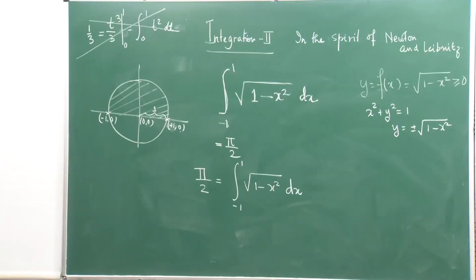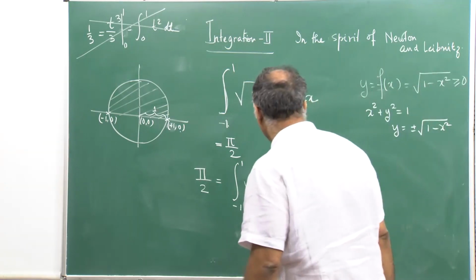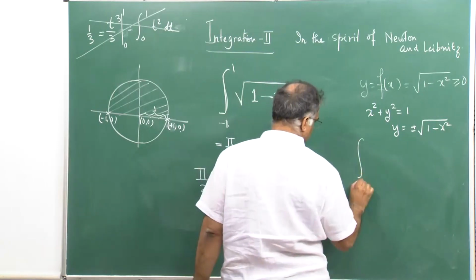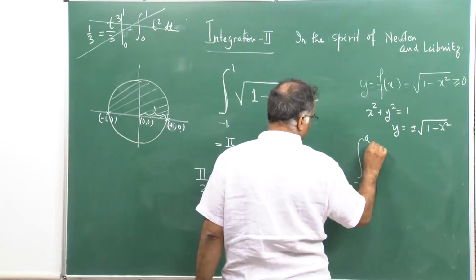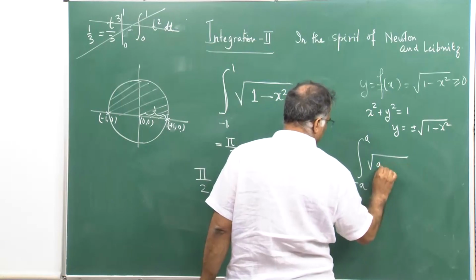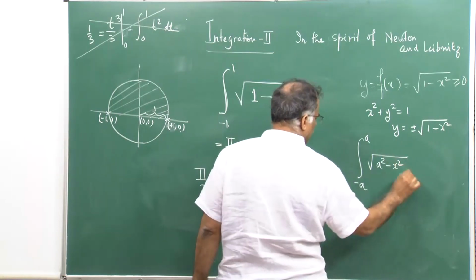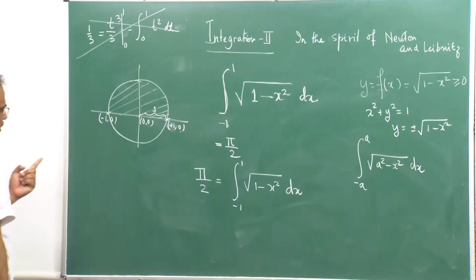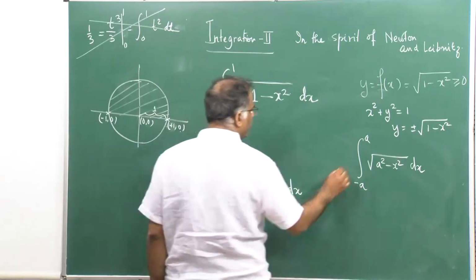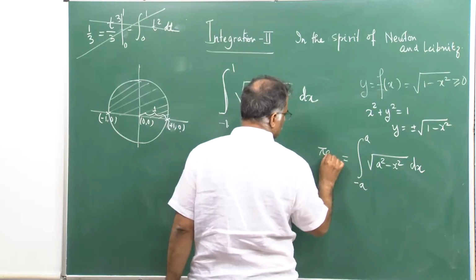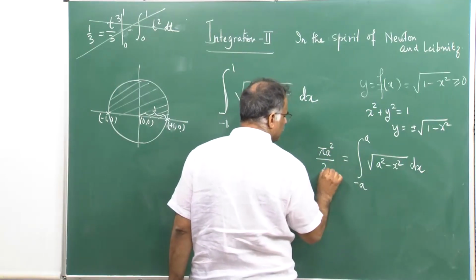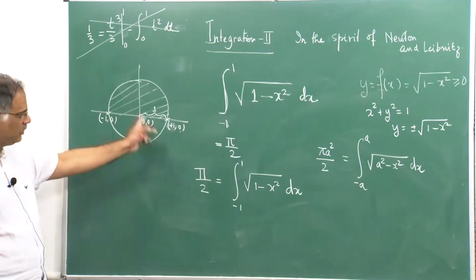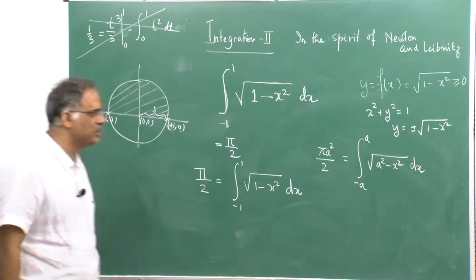Similarly, for example, if I take the integral from -a to a of √(a square minus x square) dx, it is the same thing. Now the radius has become a, so it becomes pi a square by 2. So you see, complicated functions, the integral is evaluated immediately once you know some geometry.